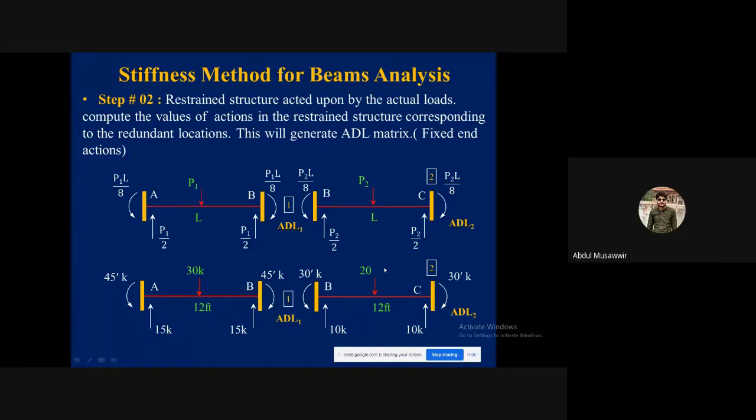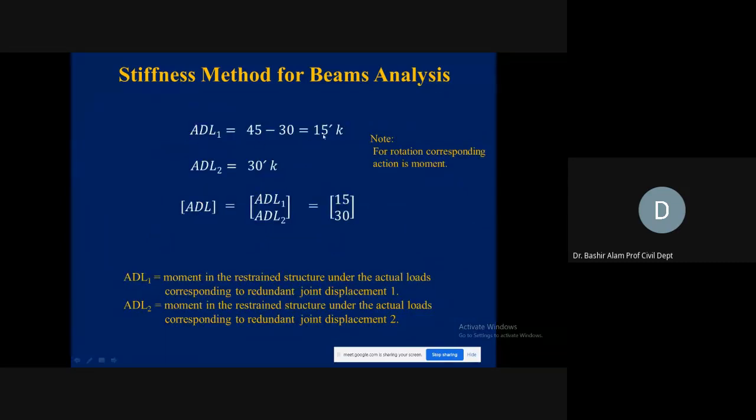Sir, +30, sir. Very good. This will be +30. Why plus? Because it is in the same direction as D2. The amount is 30, coming from P2L divided by 8. So your ADL1 and ADL2 are generated. See, ADL1 is 45 minus 30, which is 15, and ADL2 is 30. That is your ADL matrix. That quickly you can generate this.